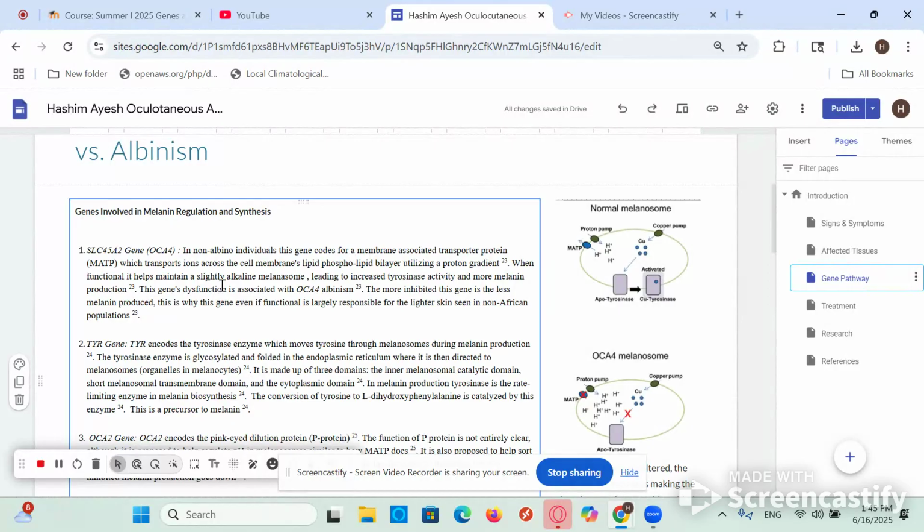And all it does is essentially, at least the version that most non-African people have, make the tyrosinase a little less active, but also the pH within the melanosomes a little bit different. I want to say it makes it a little bit more acidic, which leads to more production of pheomelanin versus eumelanin, so less brown melanin and more yellow and red melanin.